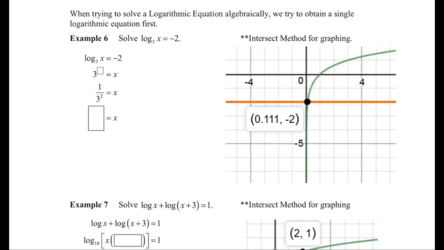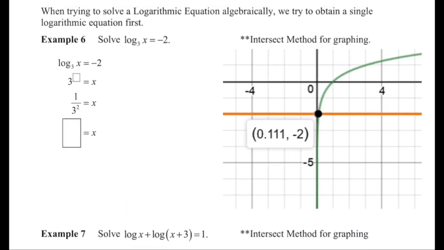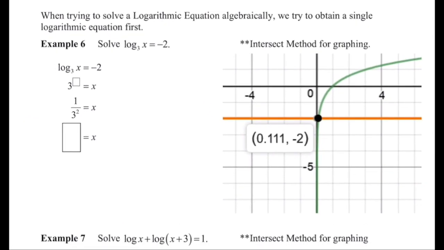When we try to solve a logarithmic equation algebraically, we're trying to obtain a single logarithmic equation first. So when I look at log base 3 of x is equal to -2, we know that we can rewrite this using our base of 3 to the power of -2 is equal to x. We can rewrite this using a positive exponent, so 1 over 3 squared, or 1/9.